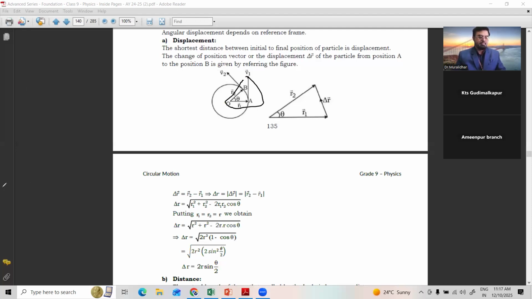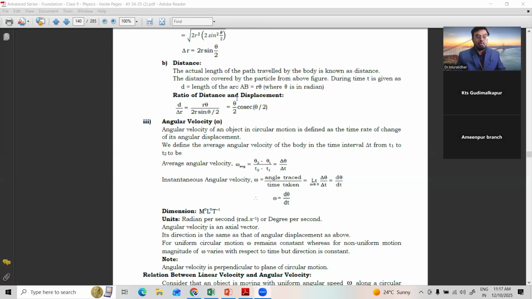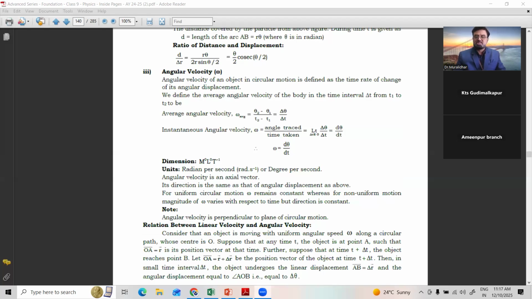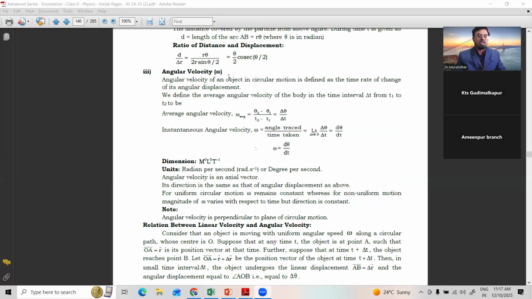angular displacement. For our standard, it is not required; a simple formula is there to find out the distance. Then angular velocity. The velocity is nothing but displacement by time, so here angular displacement by time. What is angular displacement? Initially, I will explain in a simple way, no need to go for complicated things.